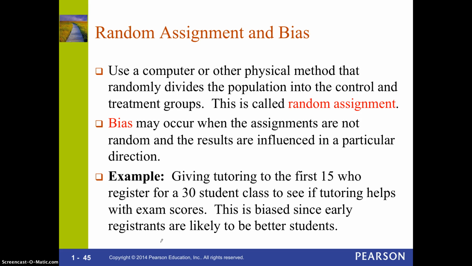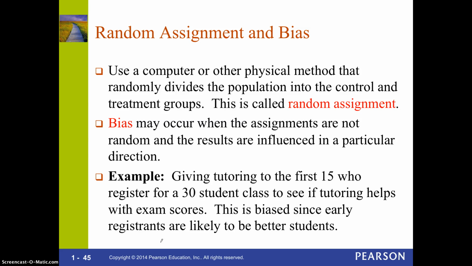The best way to do random assignment is with a computer. There are several websites out there you can also use that would randomly assign people. Bias occurs when the assignments are not random and the results are influenced in a particular direction. Here's my example: giving tutoring to the first 15 who register for a 30-student class to see if tutoring helps with exam scores.